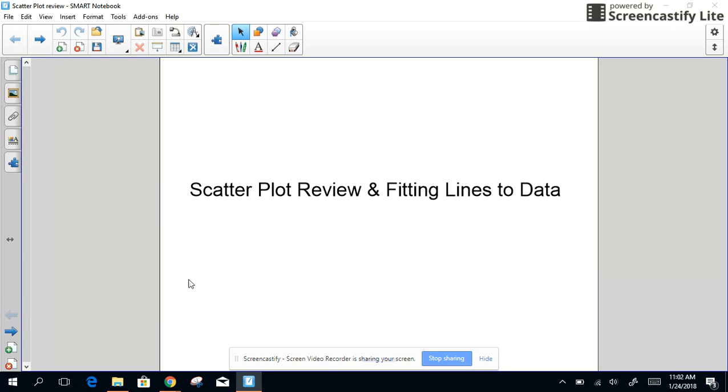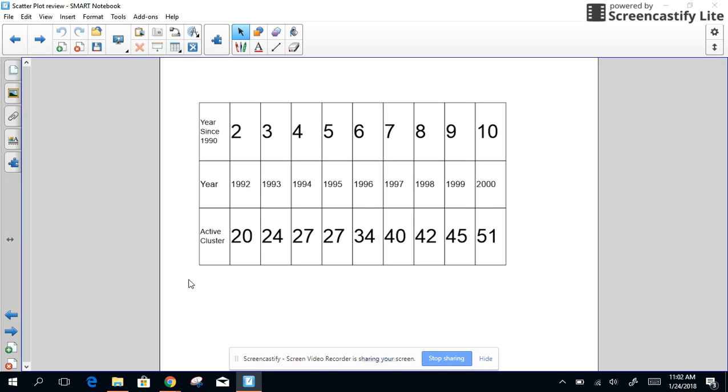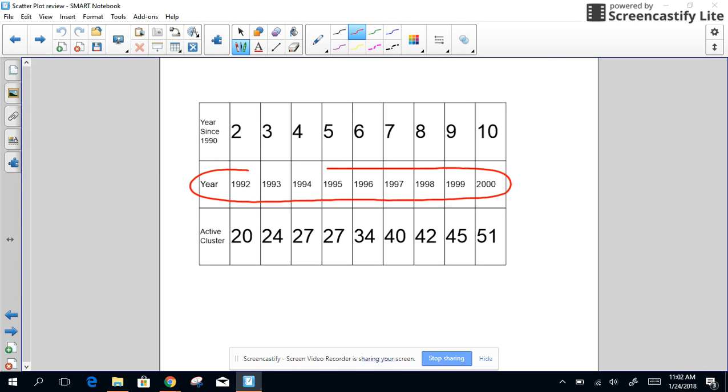When we work with data, such as this given here, we have a year, and then it's specified within the story problem that we want to use years since 1990. The reason why we want to do that is so that we don't have to graph these large values on a graph. It's much easier to use smaller numbers to graph with. So we have these data sets. This is part of a scatter plot. We're comparing the year and an active cluster.